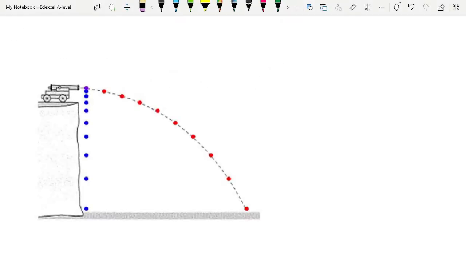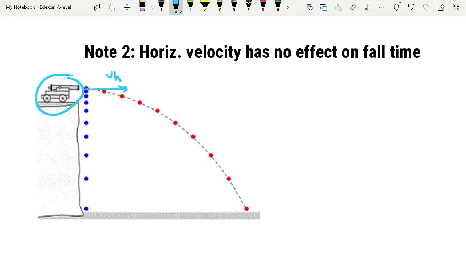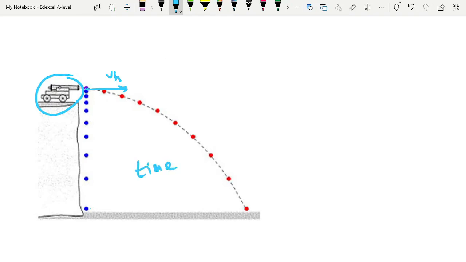What does this independence of vertical and horizontal motion mean? It means if you take a cannon like this on the top of a cliff and you shoot a ball out of the cannon with a horizontal velocity and you drop another cannonball at the same time, then they're going to hit the ground at exactly the same moment. The horizontal velocity has no effect on the time that it takes to fall. This is what it means by independent. It is exactly the same motion vertically, whether or not you give it horizontal. So the vertical motion is independent of the horizontal motion.